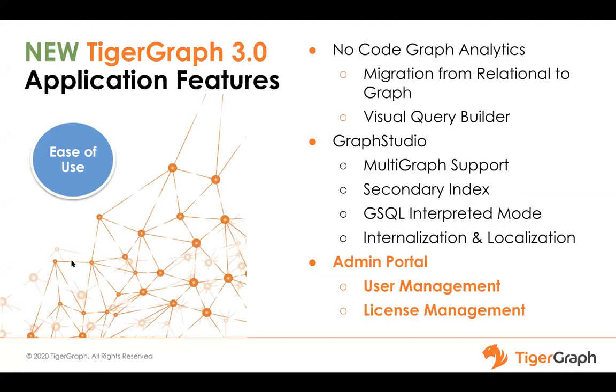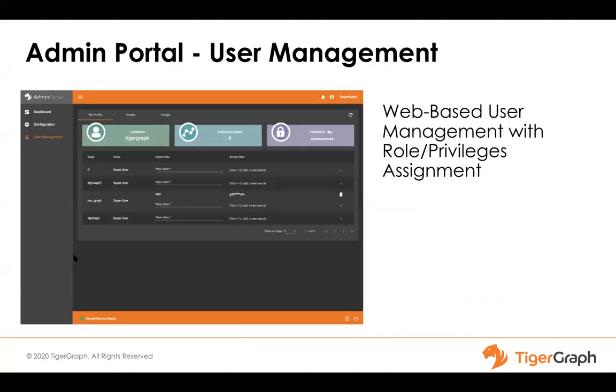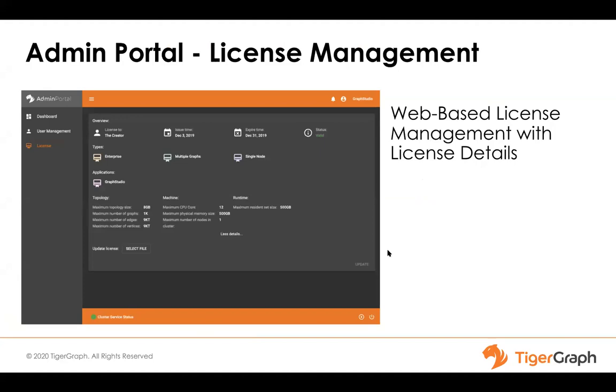Again, last but not least, I'm going to talk about the admin portal improvement. There are two admin portal improvements. The first one is we enable the user management in the admin portal now. This is the web-based user management, and you can create and assign users and privileges. And then the next part is the license management part. And you can enter your license in 3.0 through the admin portal. And there's a lot of information regarding what type of license it is and what kind of applications it enables, and also the topology limit.